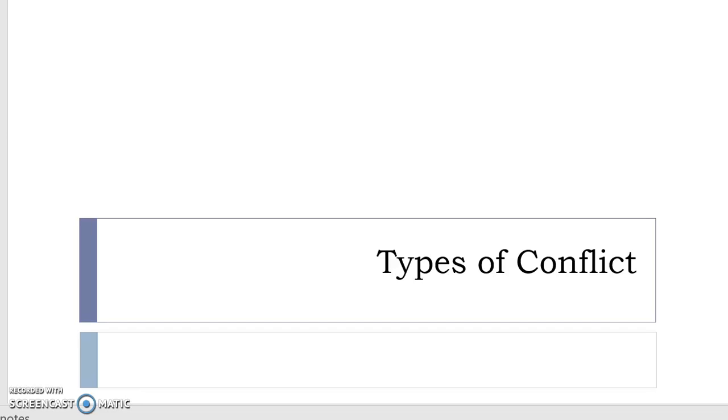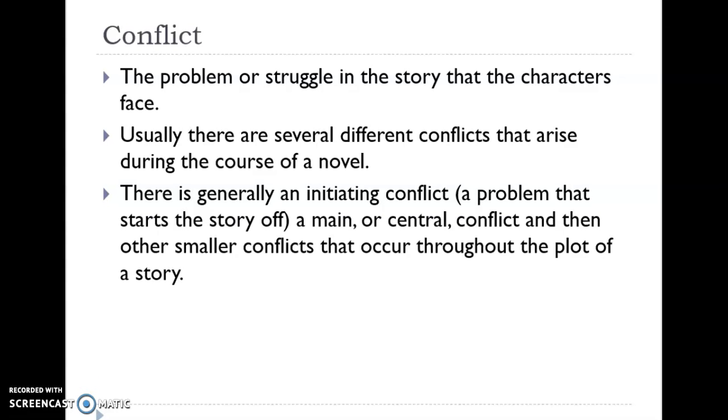By now, you should have read up to the end of Chapter 7 in Among the Hidden. Today, we're going to talk about different types of conflict that we have seen so far in the book Among the Hidden by Margaret Peterson Haddix. From your flashcards, you may remember that conflict is the problem or struggle in the story that the characters face.